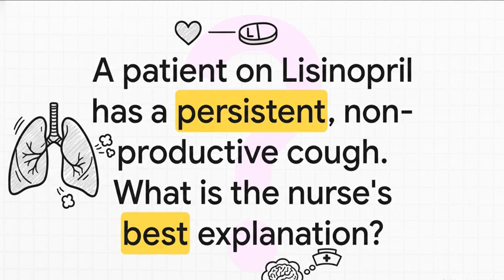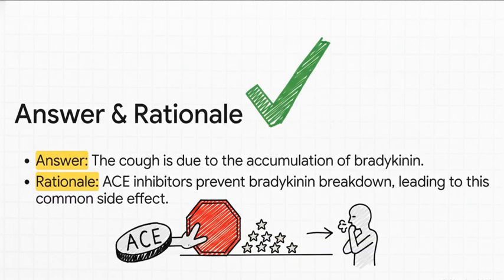A patient on Lisinopril develops a persistent, non-productive cough. What is the nurse's best explanation for this side effect? Go ahead and think about it for a second. And the answer is, the cough is due to the accumulation of bradykinin. Remember how we said ACE inhibitors don't just block angiotensin-2, they also increase the levels of bradykinin, and that's what causes that classic dry cough.